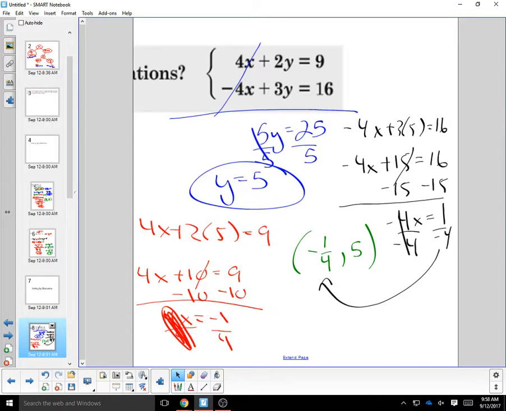I gotta make that cleaner. That looks really sloppy. Not bad. You can follow that okay? I feel like it is though, but. Ooh, I like those shoes.